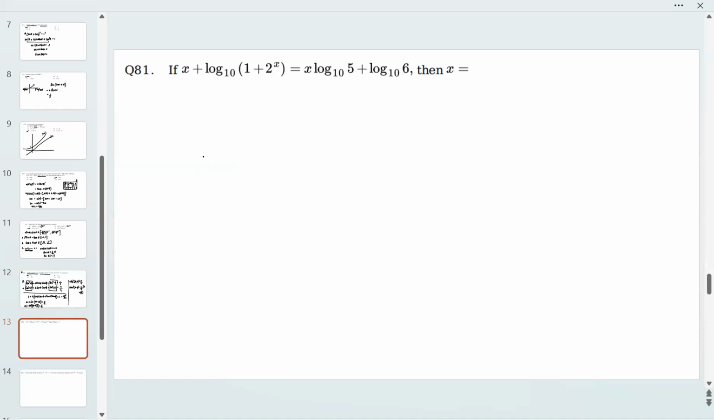Next, question 81. Again, we have a question based on logs. Again, algebraic manipulation is important. Now, let's see what we can do here.